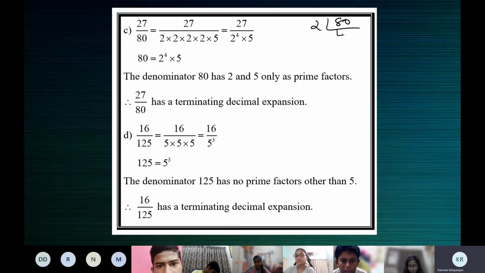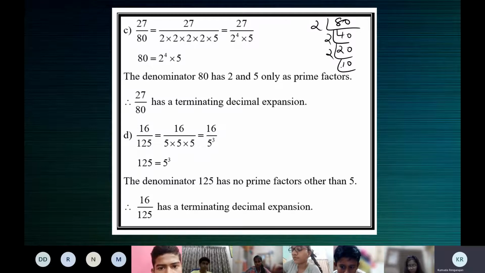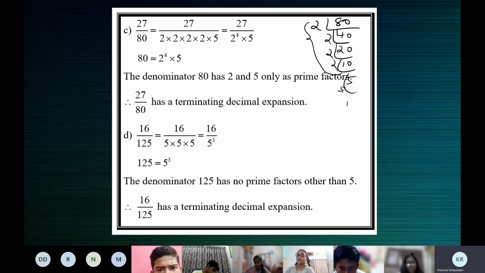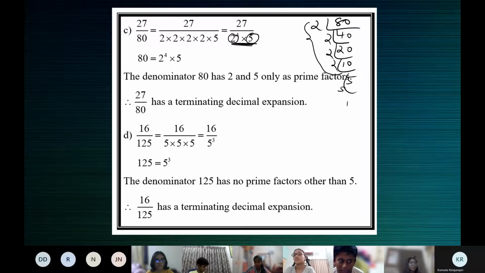So 2 40 times, 2 20 times, 2 10 times, 2 5s and 5 1s. So it's 2 to the power 4 into 5. What are the prime factors we see? We see 2, we see 5, we see only 2 and 5. See, there can be only 2, only 5 also. That's also fine for terminating decimal. Only 2, only 5 or both 2 and 5.